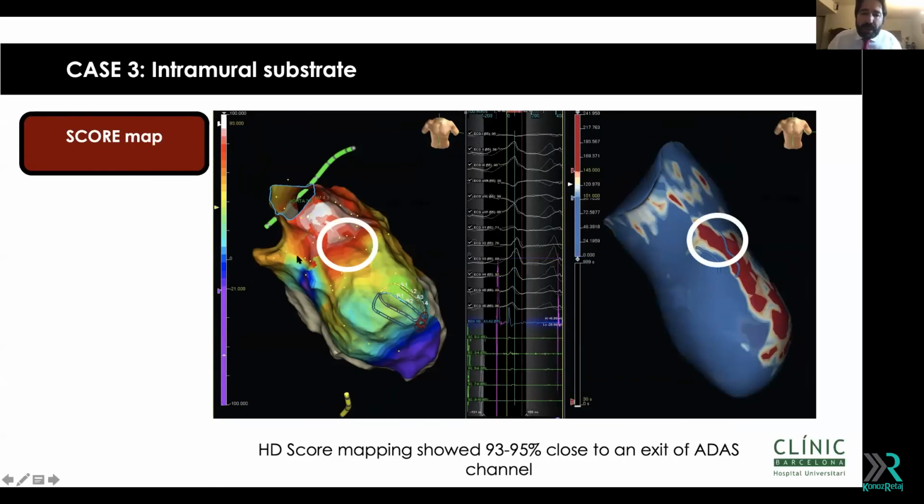Again, we also did the pace mapping, as Ruben Casado told you. So in white, it's 93% of concordance on the pace map with the AJ grid. And you can see clearly here the exit of this mid-mural channel that is very close to the exit of the VT in the endo. So we used both imaging and the AJ grid to really be able to understand what was going on here.